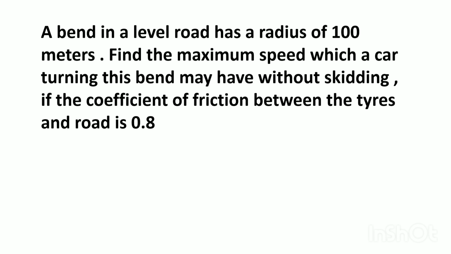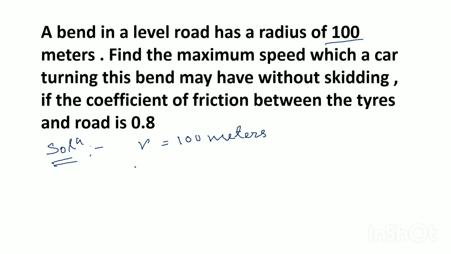Solve a problem. A bend in a level road has a radius of 100 meters. Find the maximum speed with which a car can turn this bend without skidding if the coefficient of friction between the tires and road is 0.8. Solution: r is equal to 100 meters is given, and mu, the coefficient of friction, is equal to 0.8.